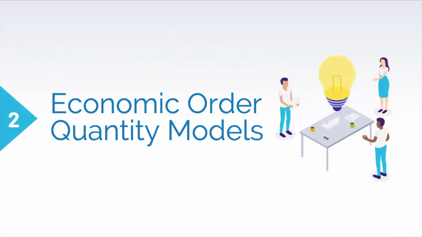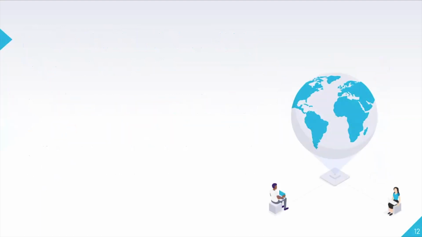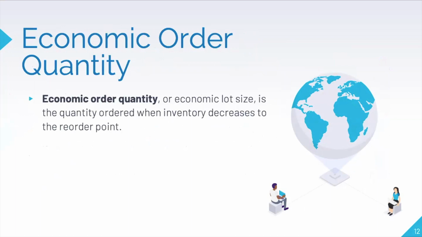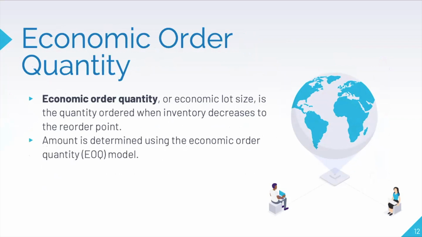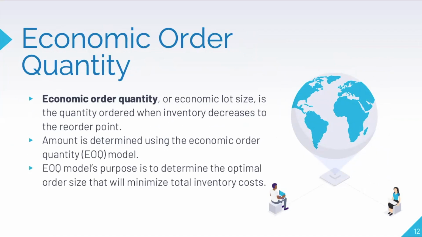So we will talk first about economic order quantity. So what is the economic order quantity? Economic order quantity, or economic lot size, or EOQ, is the quantity ordered when inventory decreases to the reorder point. The amount is determined using the EOQ model. The EOQ model's purpose is to determine the optimal order size that will minimize total inventory cost. So para rin siyang nung nag-solve tayo using Solver, we want to minimize cost. Pero in this time, meron na tayong formula talaga. So ang purpose talaga natin dito is to minimize inventory cost. Every company wants na minimize yung inventory cost niya.